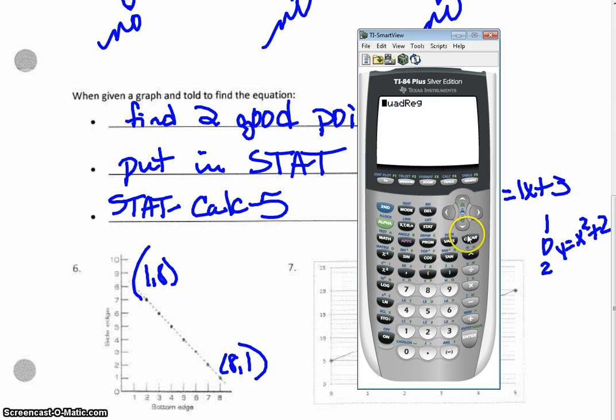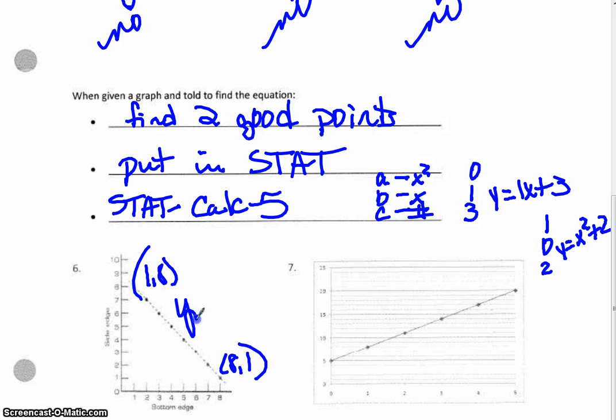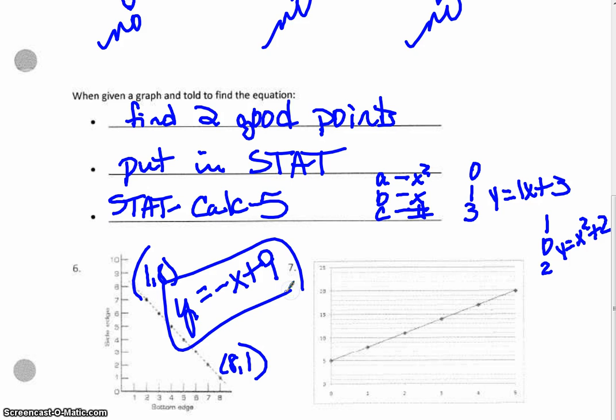So let's try stat calc 4. Let's clear that out and go stat calc 4. And it works. And we have a is a -1, b is a 9. Now when you do stat calc 4, a is x and b is your constant. So this is y equal -x plus 9. So stat calc 5 is not always going to work.